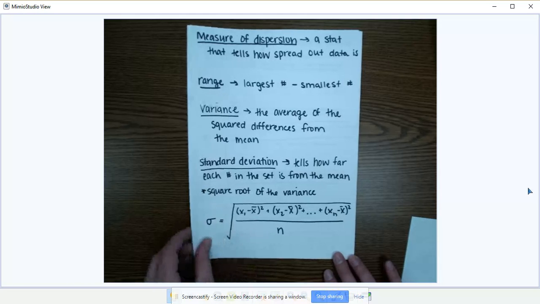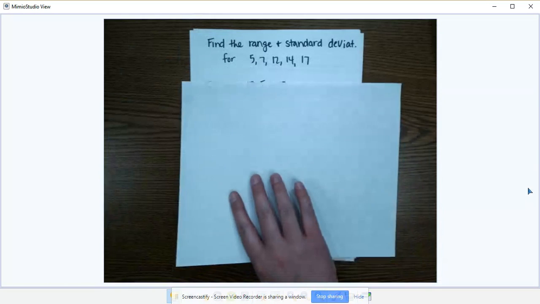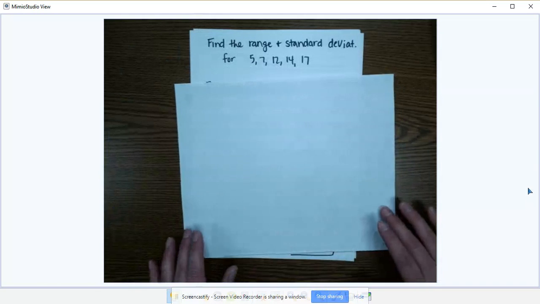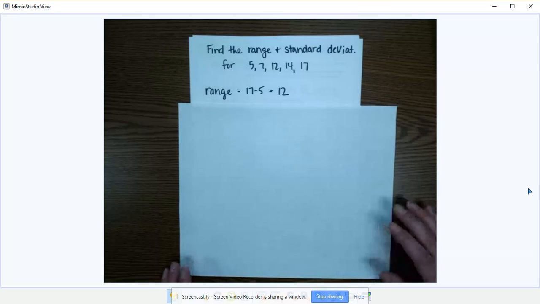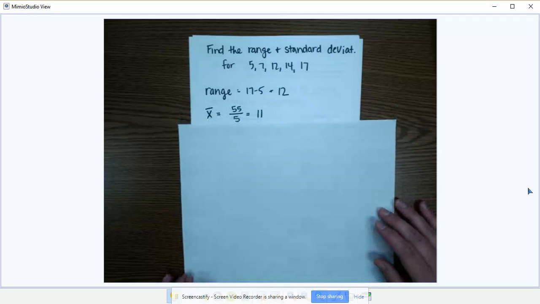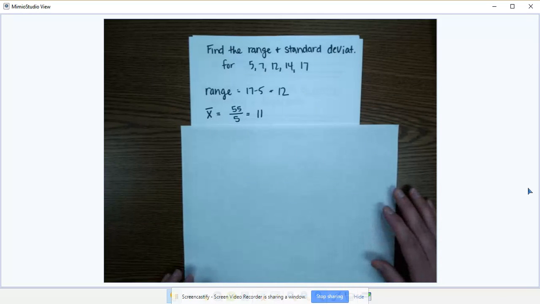Okay, so we're going to do an example of that. We're going to find the range and the standard deviation for these 5 data values. So our range, we would take 17 minus 5. Our range is 12. In order to find our standard deviation, the first thing we need to do is find our mean. So when we add all those terms up, we get 55 divided by the 5 terms gives us 11 as our mean.